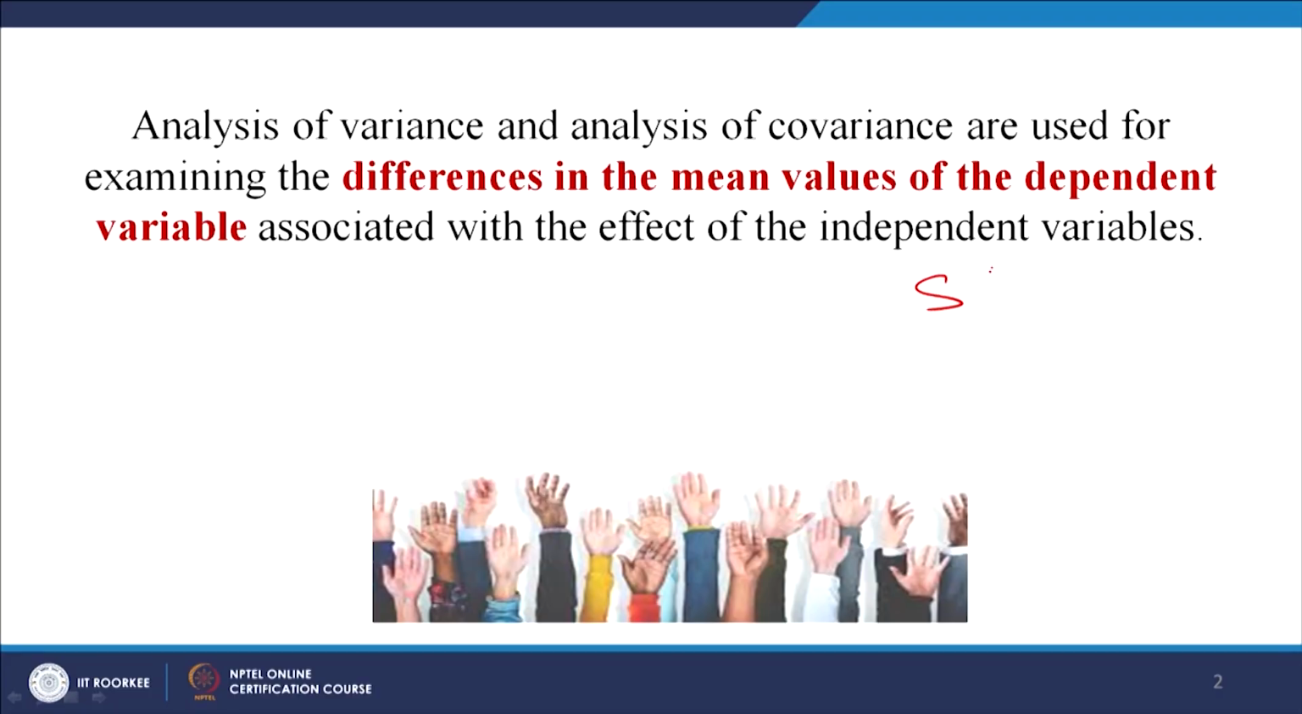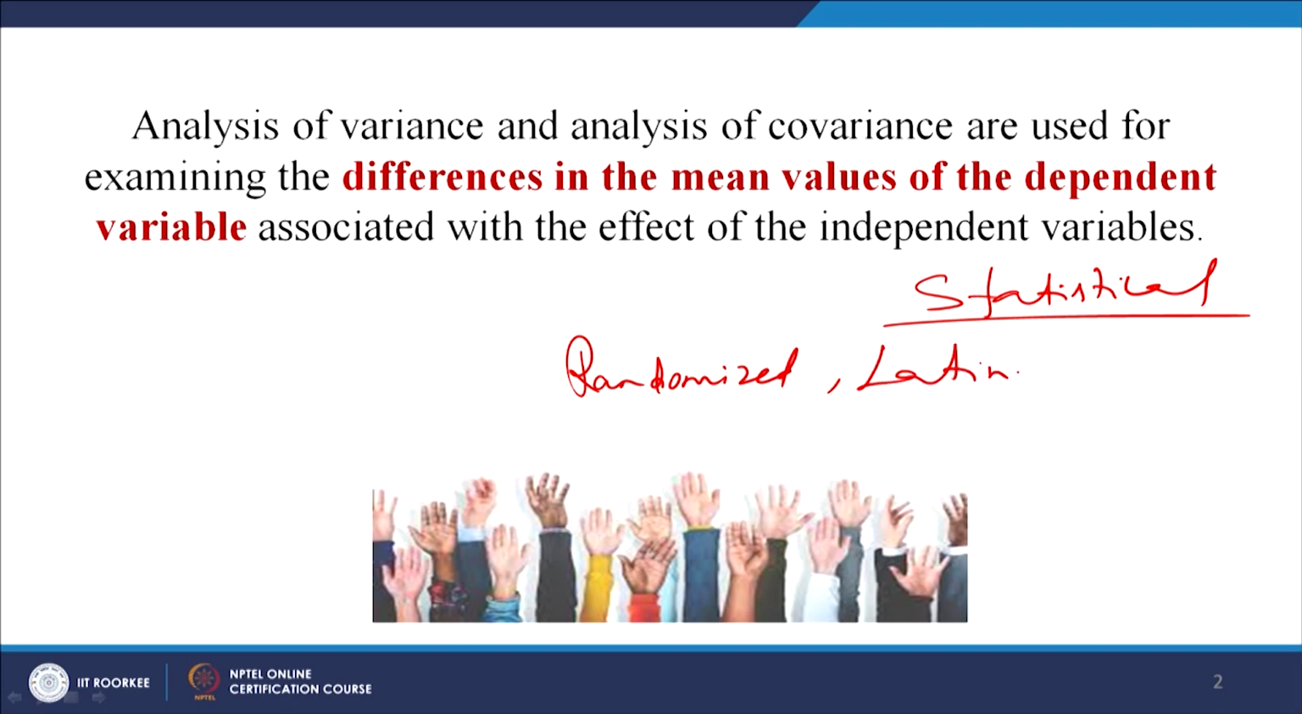In one of the lectures, when we were talking about experimental design, if you remember, there are various kinds of designs, among which you studied something called statistical design. So, what is the statistical design? Under statistical design we talked about the randomized design, the randomized block design, then the Latin square design, and then something called a factorial design.